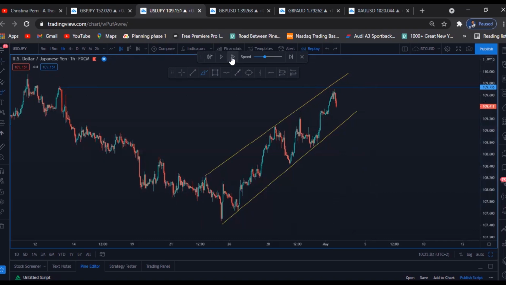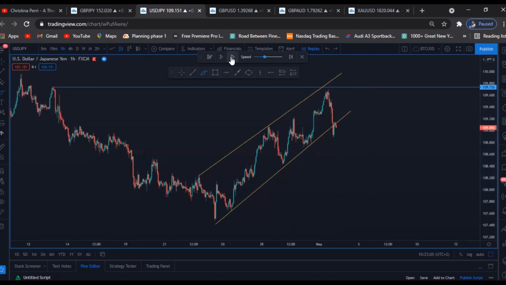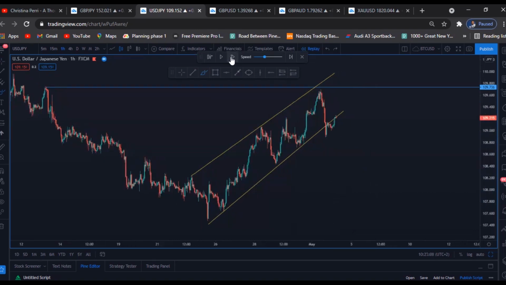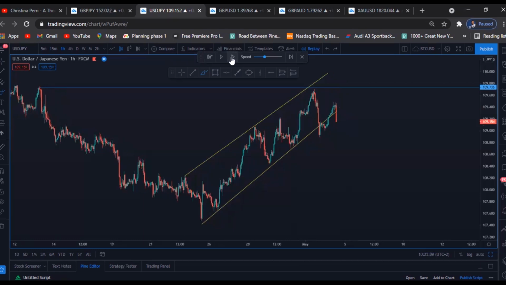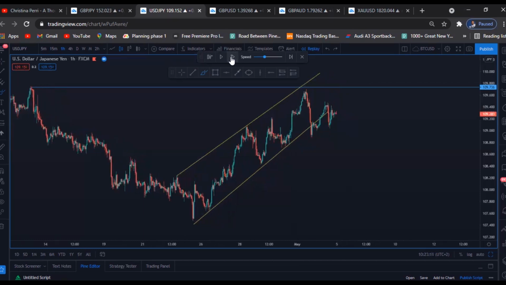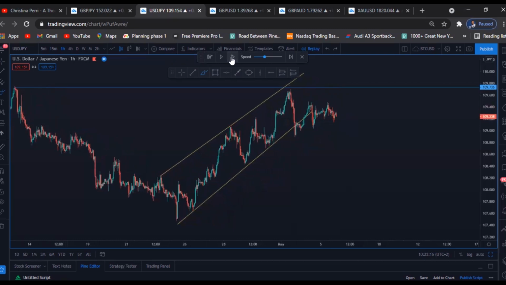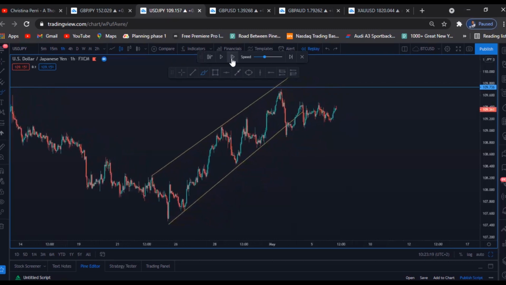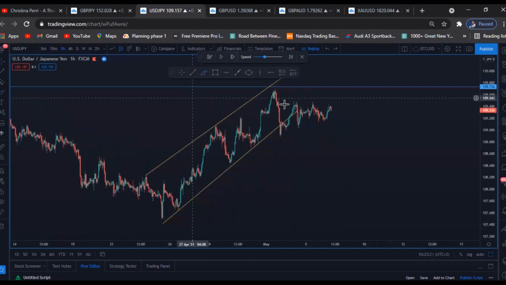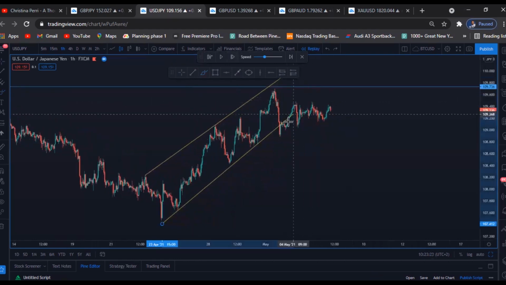I can now play the replay button so you can see the price is indeed shooting to the downside. But as you can see, today's topic is more about evolving with market structure instead of trying to predict the market. We want to evolve with market structure. You can see that the market is now forming a continuation pattern.